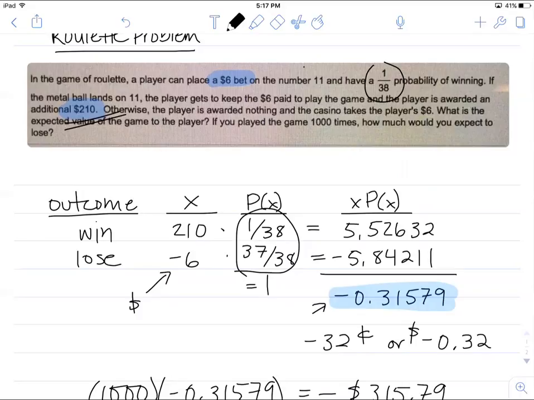Whenever possible, when you're computing the x times p of x values, either do this computation in one step so you can minimize round-off error, or carry your values out to 5 or 6 decimal places before you add them.